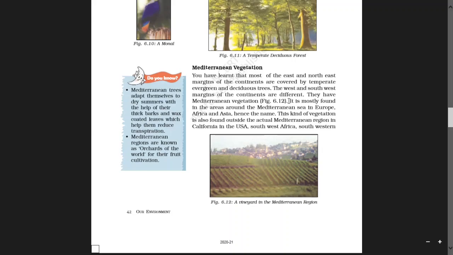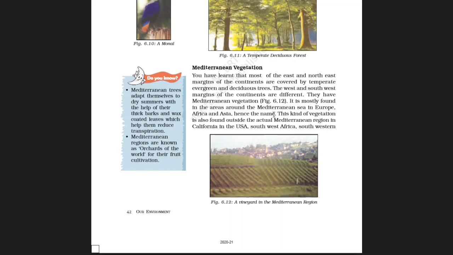It is mostly found in the areas around the Mediterranean Sea in Europe, Africa and Asia, hence the name. That's why it is also known as Mediterranean vegetation.